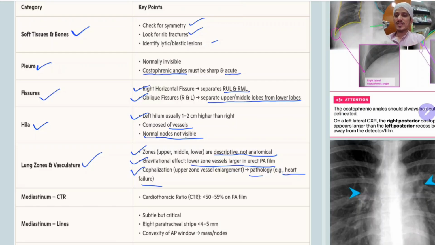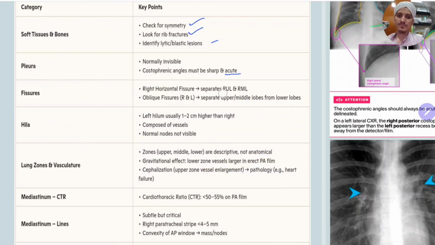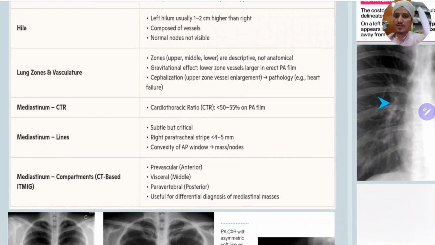So these are the things we have learned: soft tissues and bones, pleura, costophrenic angles, fissures, hila, then lungs, zones, and vasculature. Then we will see the mediastinum. So how will we see the mediastinum? In the mediastinum, we should see these things.